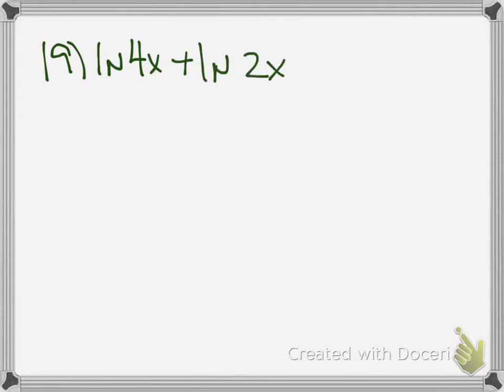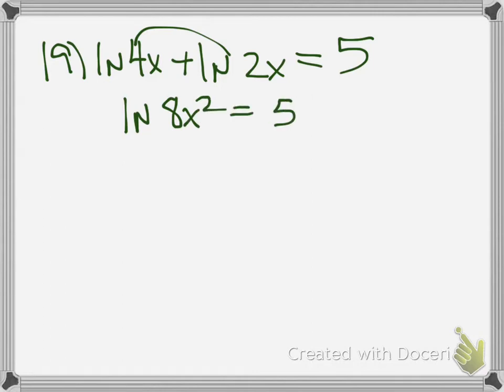Okay, so let's look at the final problem, number 19. This is a fun one. And of course, when I say fun, it's challenging. But let's start off with this. Equals 5. Again, you only want one natural log, so you have to join these two. That means you have to multiply. 4 times 2 is 8. x times x is x squared. Now I can go ahead and say e. So now I'm saying 8x squared is equal to e to the 5th power.